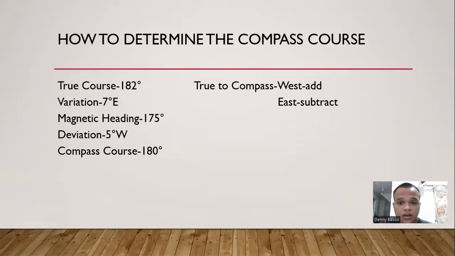Next is how to determine the compass course. For true course to compass course, west we have to add, and east we have to subtract. The true course in our example is 182 degrees, and the variation is 7 degrees east. If it is east, we have to subtract. So the magnetic heading will be 175 degrees, and the deviation is 5 degrees west. If it is west in true course to compass course, we have to add. So 175 degrees plus 5 degrees west, the compass course will become 180 degrees.